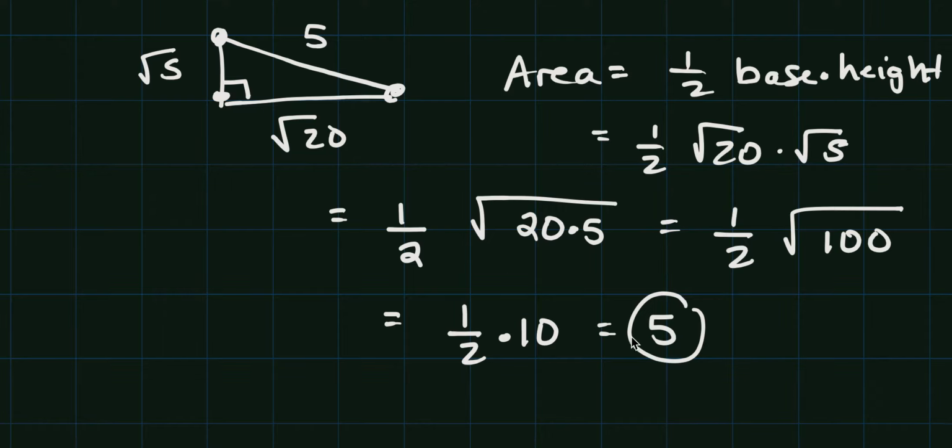Okay, now notice that we did get the same number as the length of one of the sides, but that is not always true. So don't assume that it's the length of the largest side. You have to follow this formula to figure out the area.